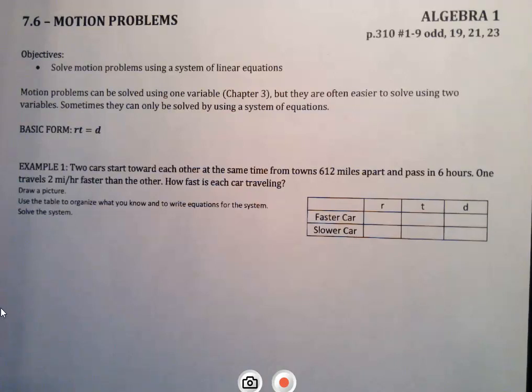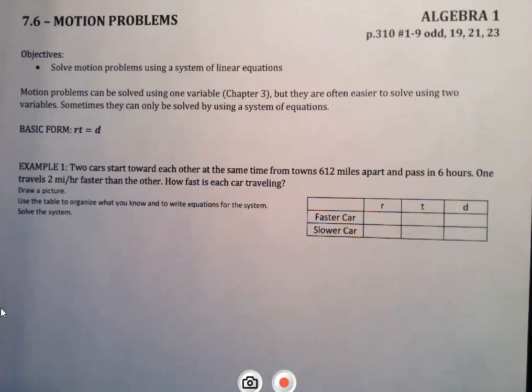All right, so today we're doing motion problems, and it's a little bit different. Now that we know how to solve systems, we can set these up a little bit simpler than what we had to do at the beginning of the year. We don't have to work so hard because we've learned more.